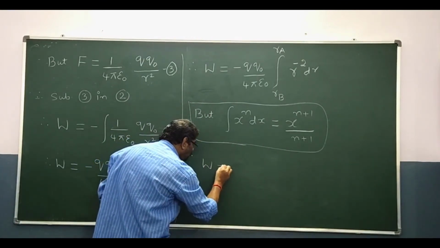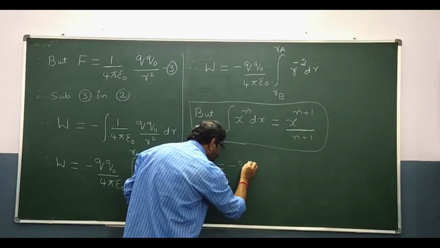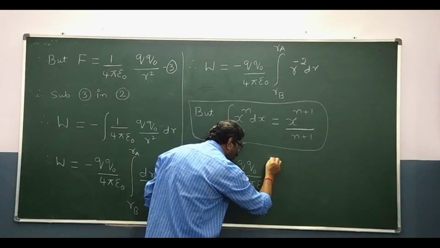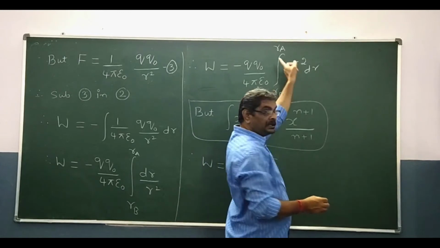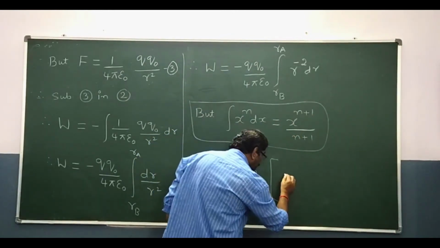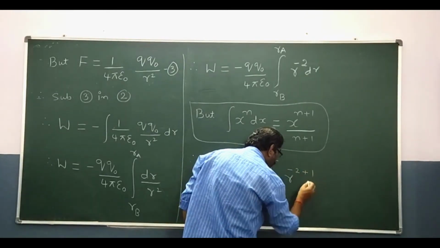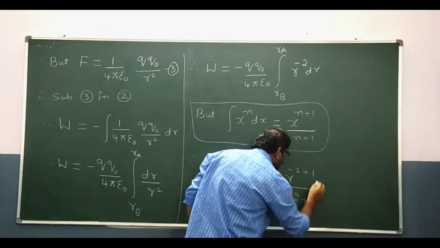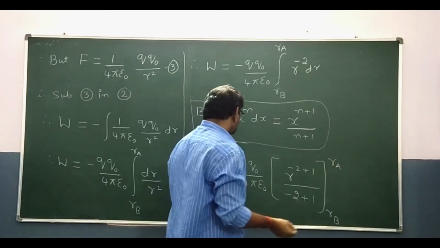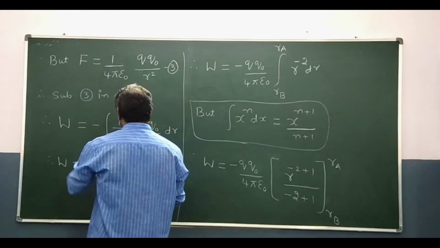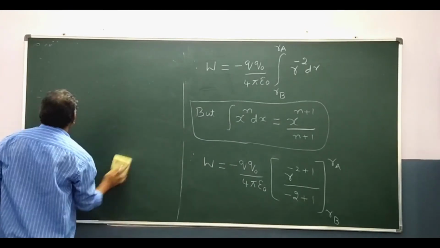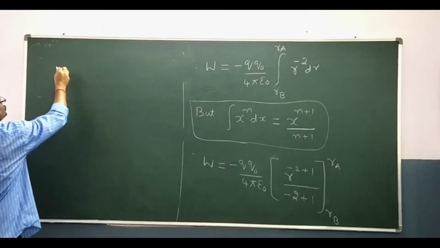So therefore the total amount of work that will be done will be numerically equal to minus Q naught divided by 4 pi epsilon naught, multiplied by the integral of r power minus 2 dr. According to this formula, it will be r power minus 2 plus 1 divided by minus 2 plus 1, and the limits of integration from rb to ra. So finally, let us see the final formula for the total work done.